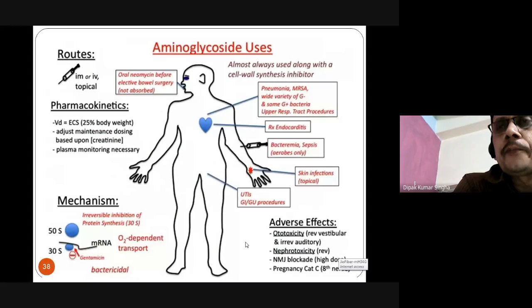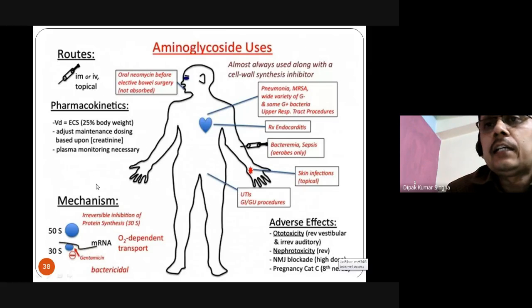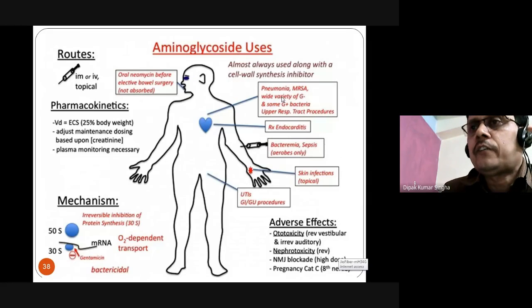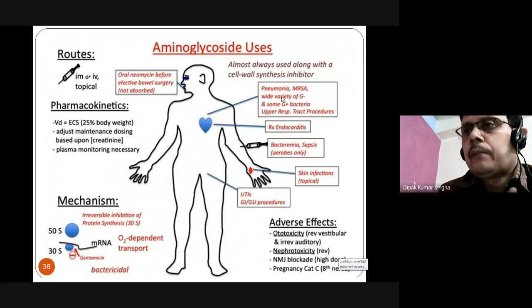So aminoglycoside use the pharmacokinetics, the VD volume of distribution 25% weight, and adjust the maintenance dose and basal up to the creatine plasma level. And the mechanism of action, obviously know the 30S ribosomes, and it is useful in the pneumonia, MRSA, methicillin resistant staphylococcus carrier, wide variety of gene and some gram-positive bacteria and upper respiratory tract product, and excellent in the meningitis and the bacteria sepsis, eruption, the skin infection, and in case of UTI, GI and GU. What is the adverse effect? Mainly toxicity, 8 kidney and lung will be damaged, and nephrotoxicity and blocker.